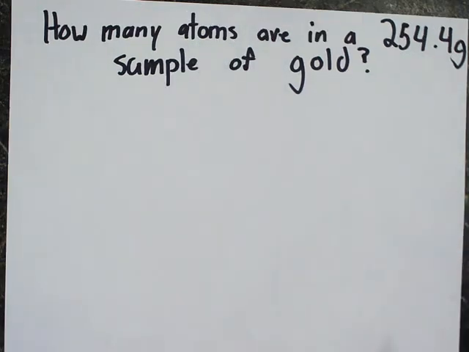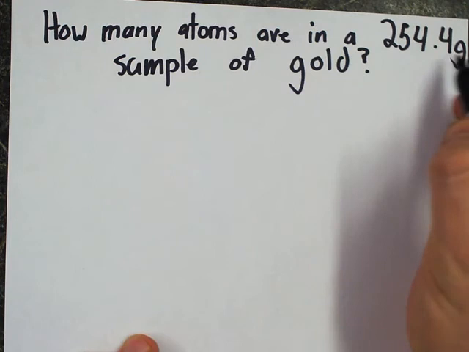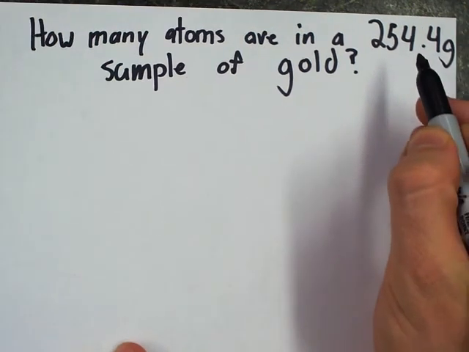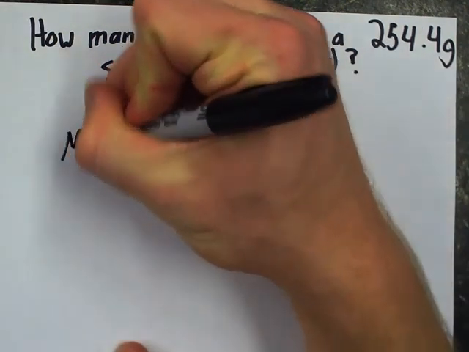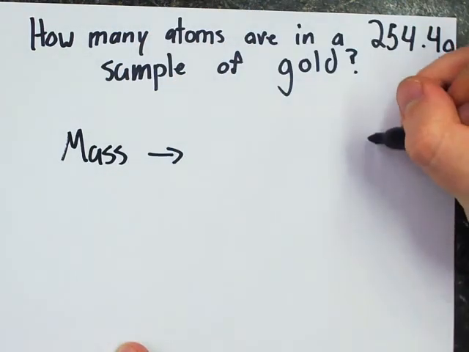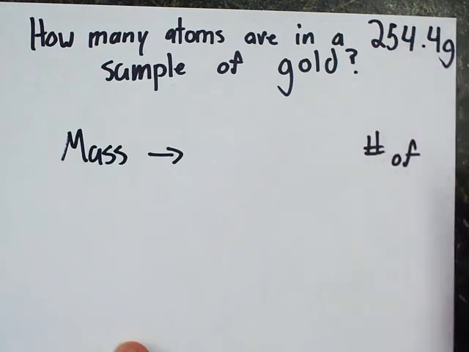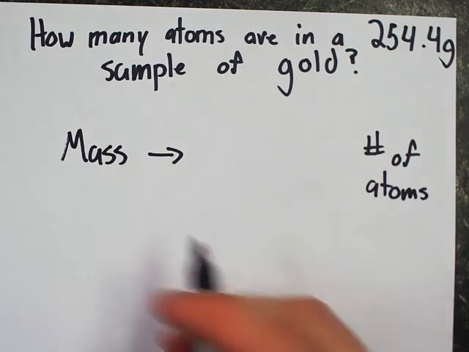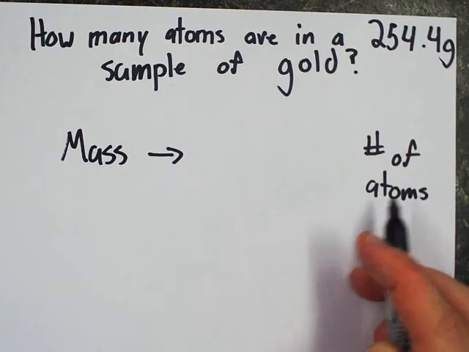If you remember that chart I showed you guys in class, that chart tells us exactly what we need to do depending on what we're given and where we need to go. So if we have mass, and we're given mass here with this 254.4 gram sample, we need to get to number of, and the book calls it particles, but I'm going to call it atoms here. Particles means atoms or molecules. The conversion is the same for either one. We need to go from mass to number of particles, number of atoms.